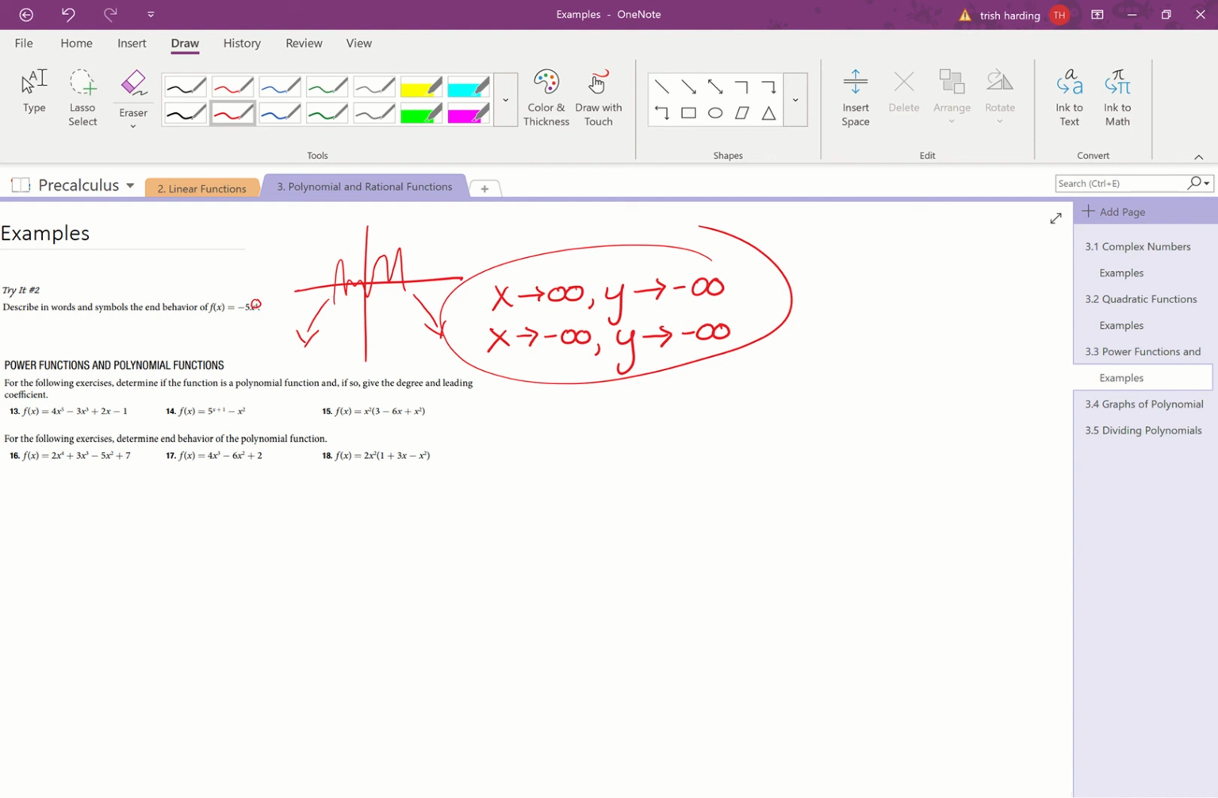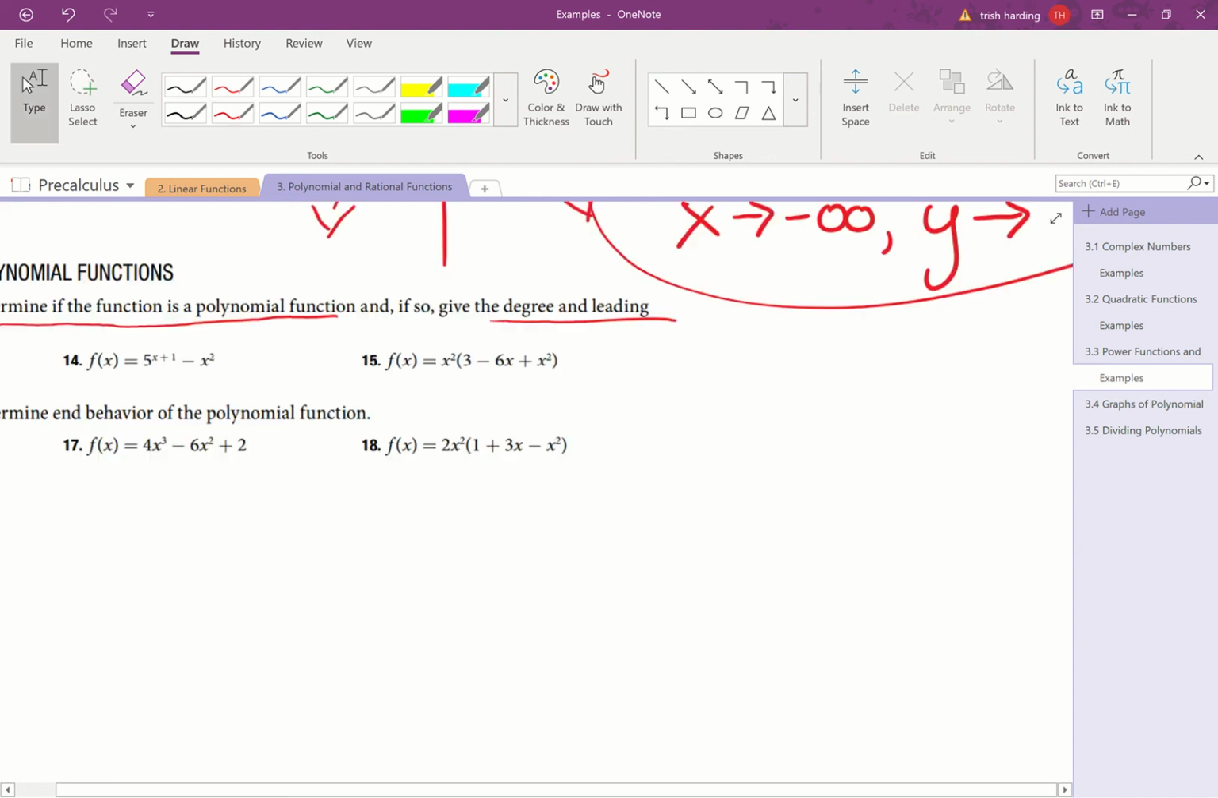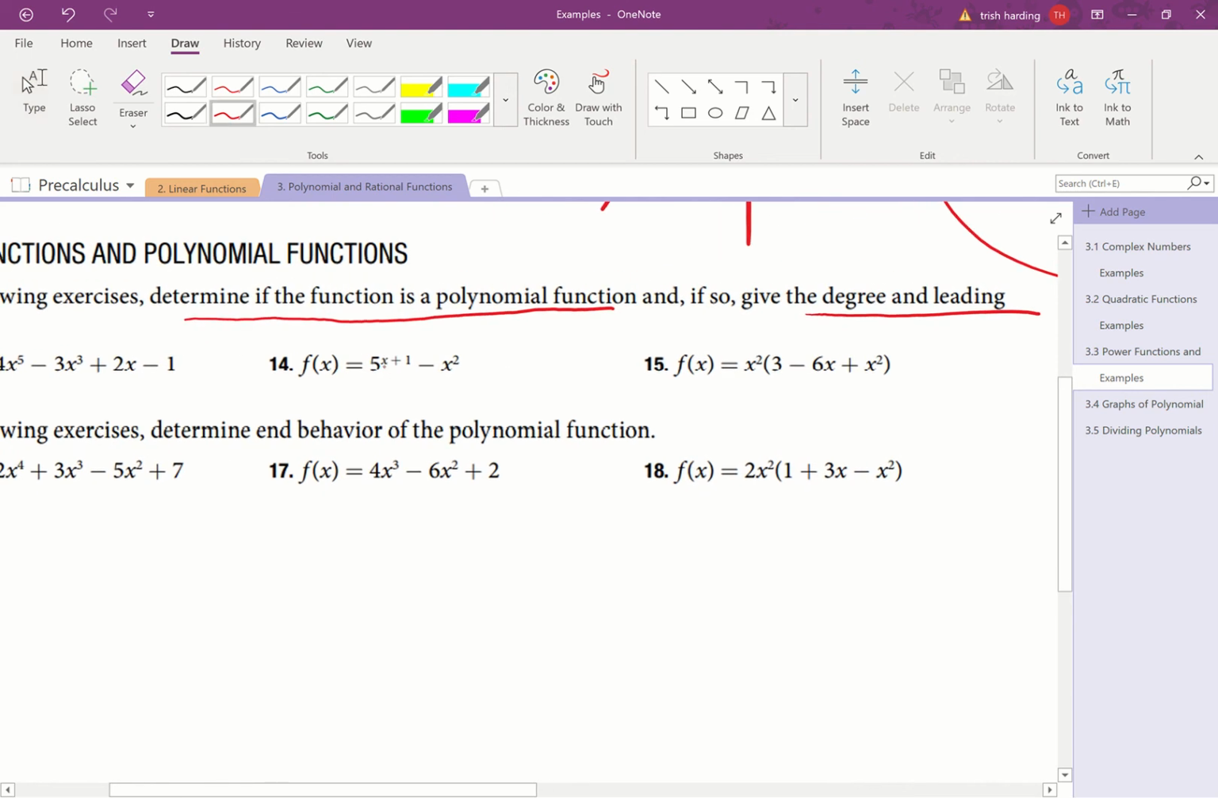Okay, so for 13 through 15, we need to determine if the function is a polynomial, and we need to give the degree and the leading coefficient. So let's have a look here. Do all of them look like polynomials? Well, 13 does. What about this one here? Let me zoom in a little. What about this x plus 1? Not a polynomial. And this one is also a polynomial.